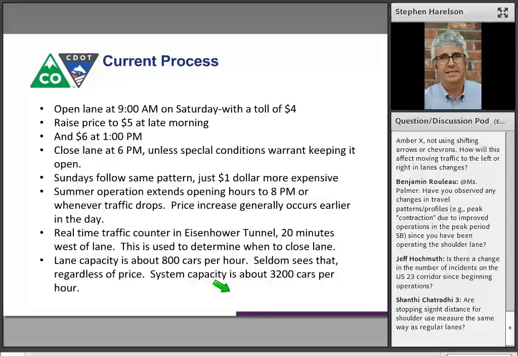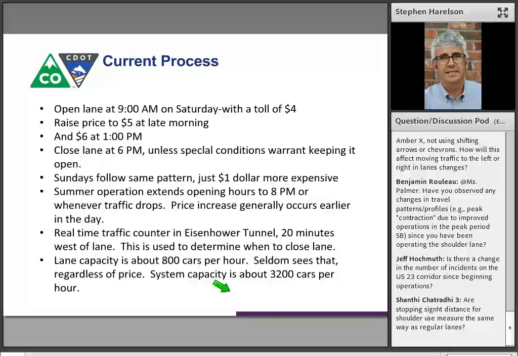At the Eisenhower Tunnel, we have a real-time traffic counter that's about 20 minutes west of the lane entrance, so we can keep an eye on that, and if we see a big drop-off, we can close the lane earlier, or we can adjust the tolls.